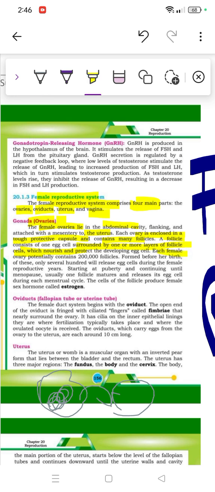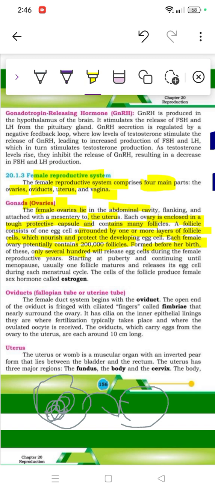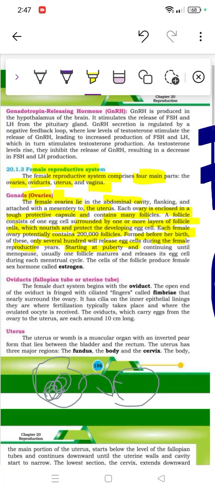Each female ovary contains follicles formed before birth. When a girl is about to be born, she has around 200,000 follicles, if I'm not wrong. Only several hundred will release eggs, starting from puberty. Puberty simply means when they become mature. From around the age of 13 you will see many changes, whether a girl or boy. So I'm sure it's clear to you.